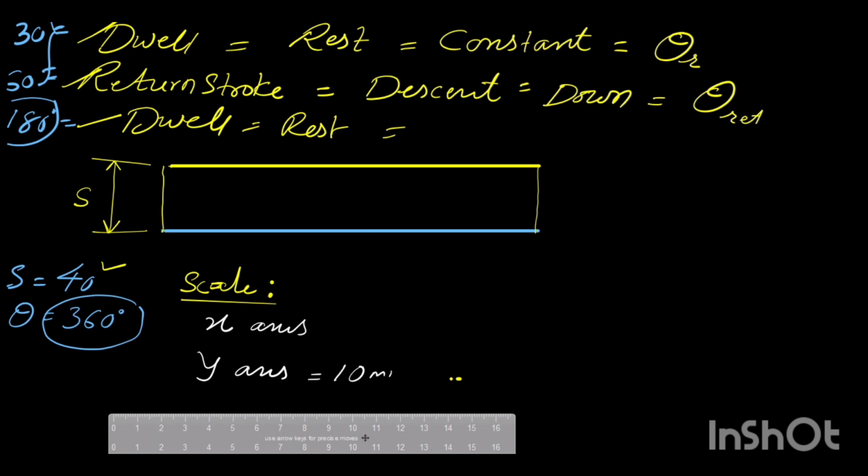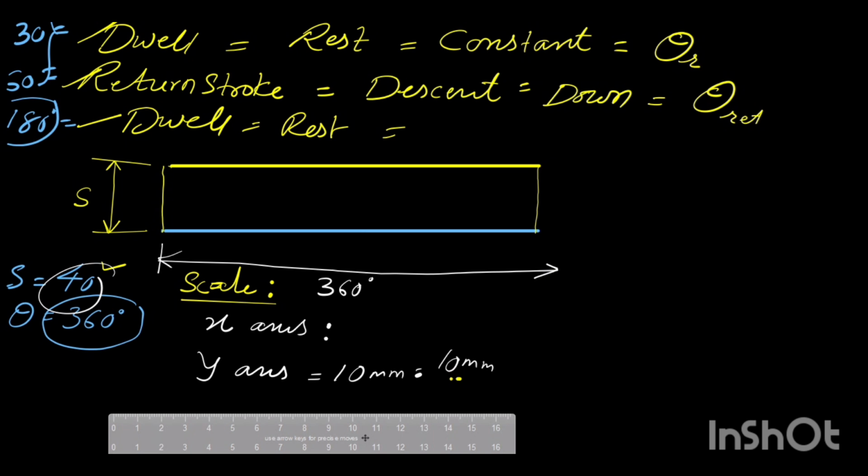Okay, no changes in the vertical axis, because you can draw 40 mm easily on the y axis. Whereas you have to draw this as a total of 360 degrees. Okay, you have to convert this into 360 degrees, but here it is given as 30 degrees, and you cannot draw 360 mm. So you have to reduce the scale. So I will say 10 mm is equal to 30 degrees, right?